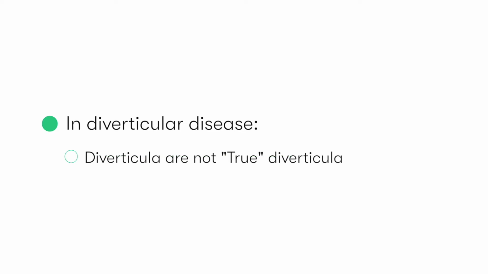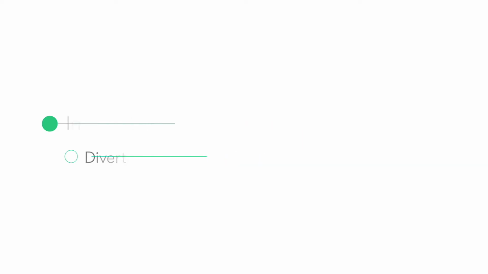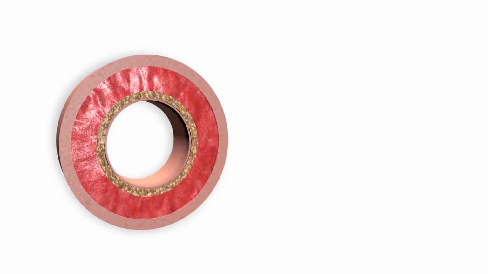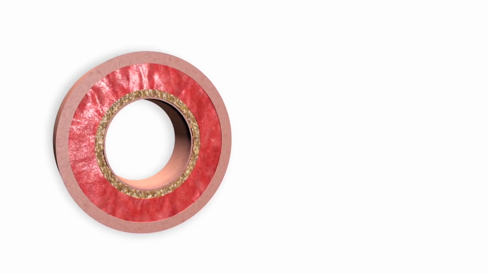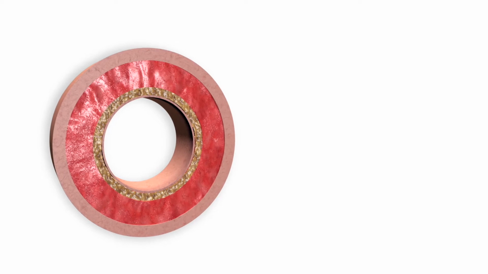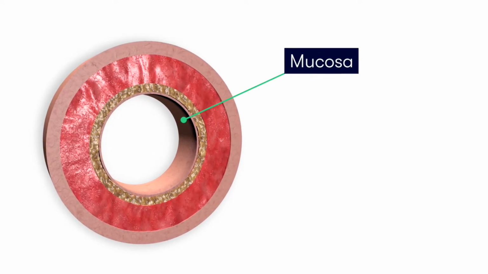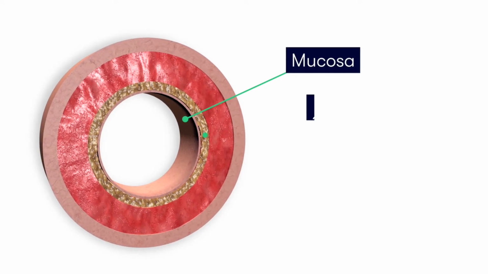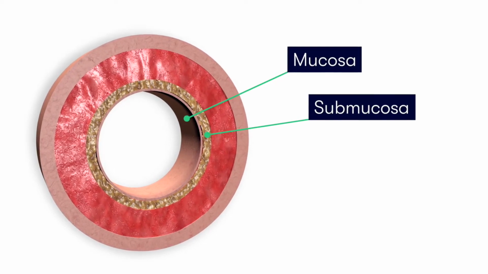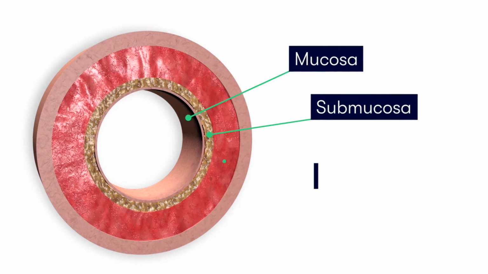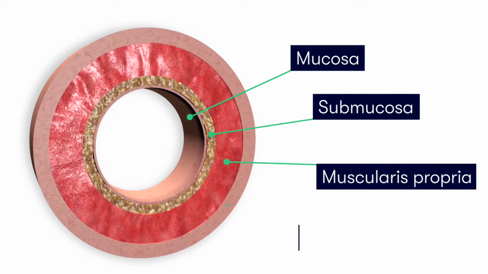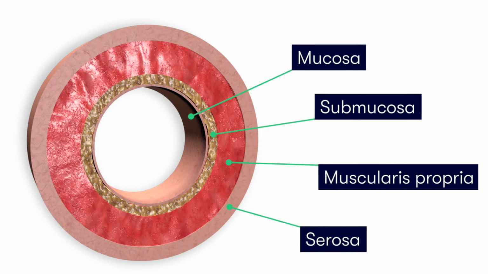An important point to remember, in case you were ever quizzed by a pedantic professor, is that diverticula that are found in diverticular disease are not actually true diverticula. To understand this, we first need to remind ourselves of the layers of the bowel wall. Looking at this simplified cut of the bowel, we can see that the mucosa is the innermost layer, followed by the submucosa. Then continuing outward, we have the muscularis layer, and lastly, we have the serosa.